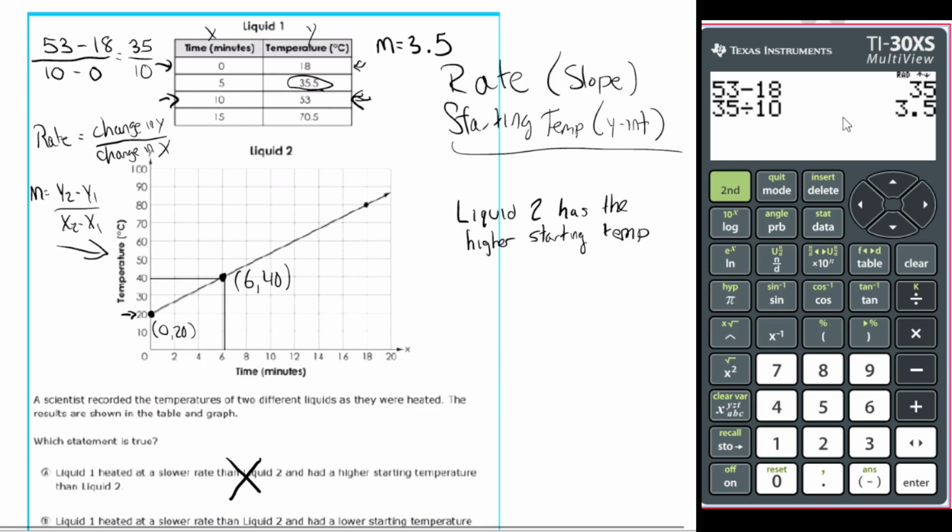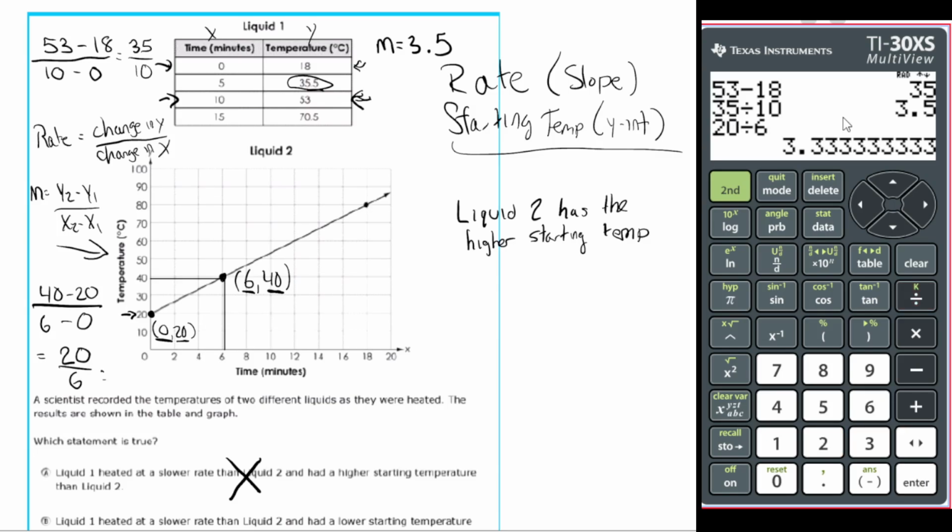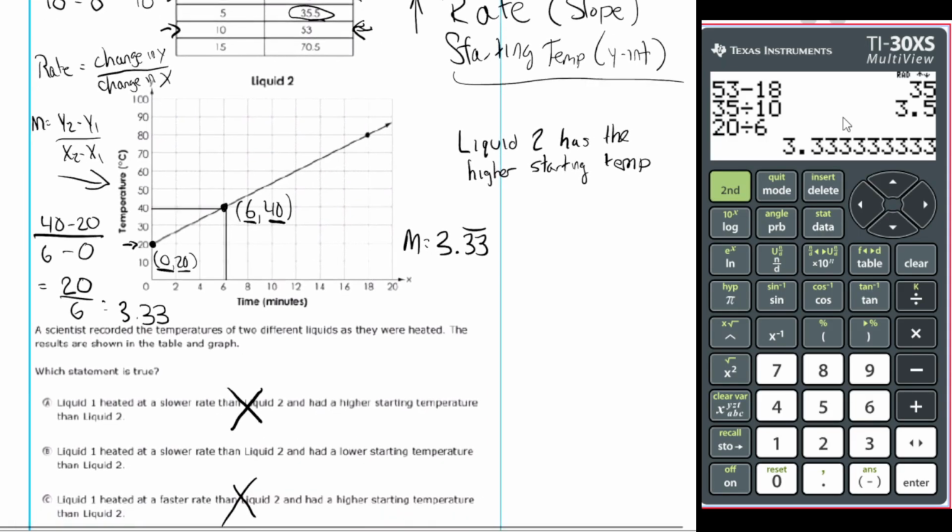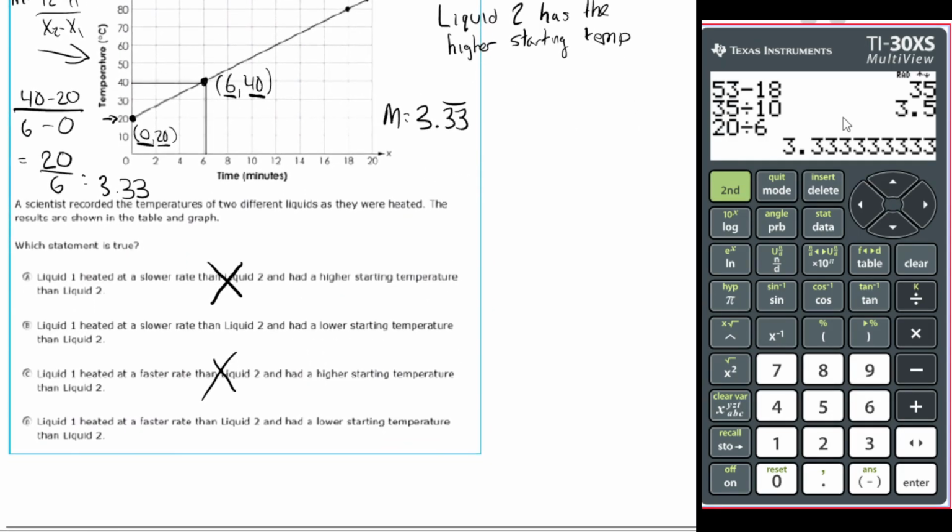And now we do the same thing. Our change in y, 40 minus 20, over our change in x, 6 minus 0. That gives us 20 over 6. What is 20 divided by 6? It is 3.33. So liquid 2 has a slope of 3.33 repeating. Which one of those is higher? 3.5. So liquid 1 has the faster rate and the lower starting temperature, which means it is choice D.